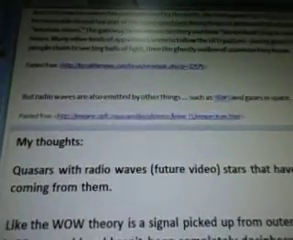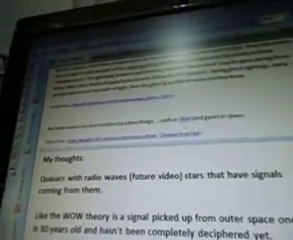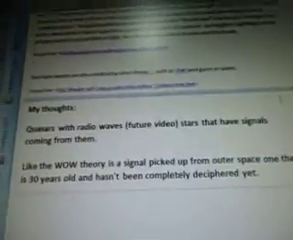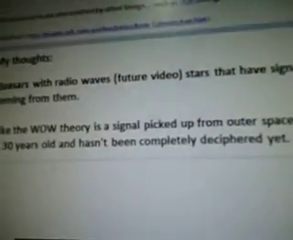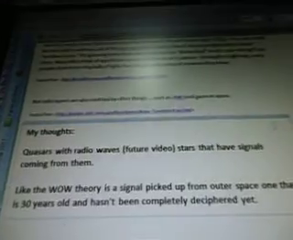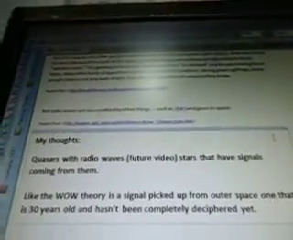But radio waves are also emitted by other things such as stars and gases in space. So I've been looking at spectrum, trying to figure out what it is. So these are my thoughts. Quasars with radio waves, a future video about it, are stars that have signals coming from them, like the WOW signal, a signal picked up from outer space that is 30 years old and has not been completely deciphered yet.